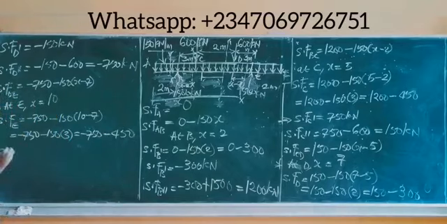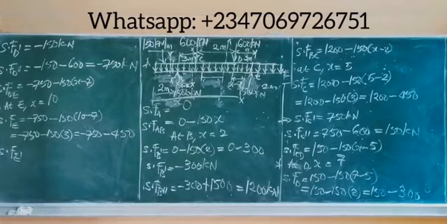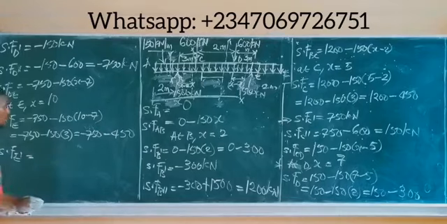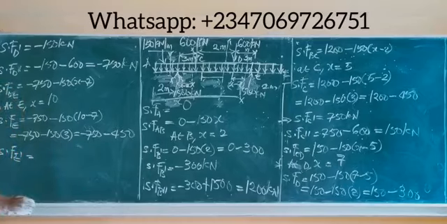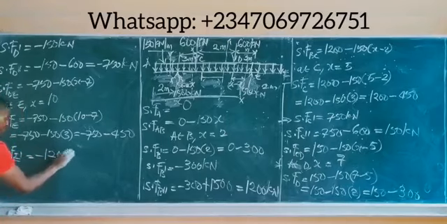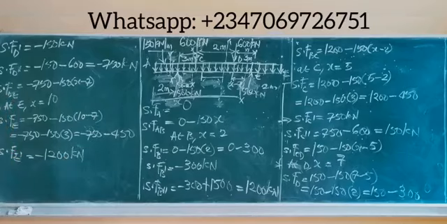Therefore, shear force E prime, we simply call this E prime, which means the initial shear force at point E. That gives us minus 750 minus 450, which should be minus 1,200 kilonewtons. So that's the initial shear force at point E.